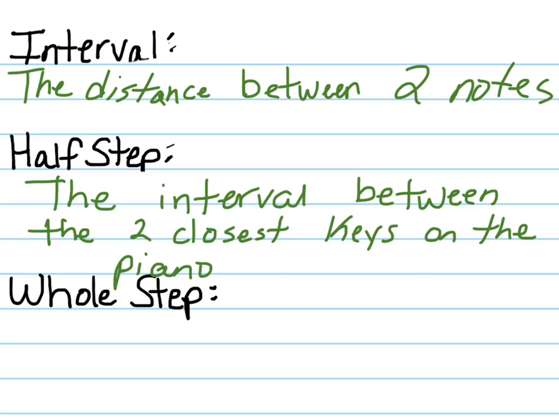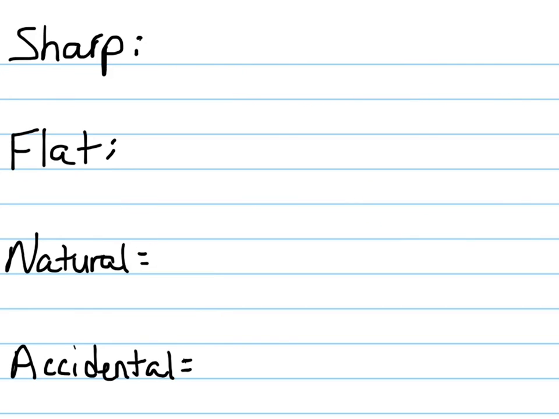Now, a whole step is two of these half steps. Two half steps equals one whole step. Like two half notes equals a whole note. So if I were to play a G on the piano and I want to go a whole step above it, that's a half step to the G sharp, and then another half step to the A.